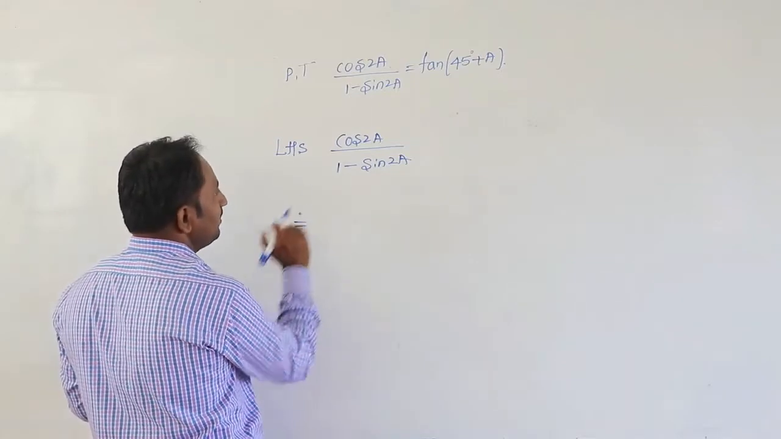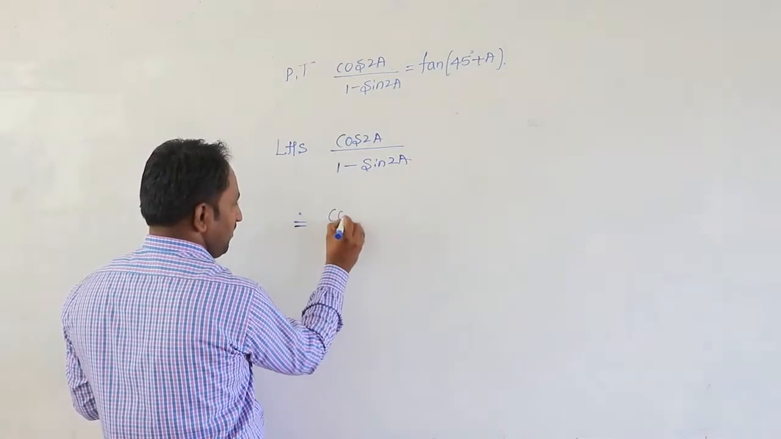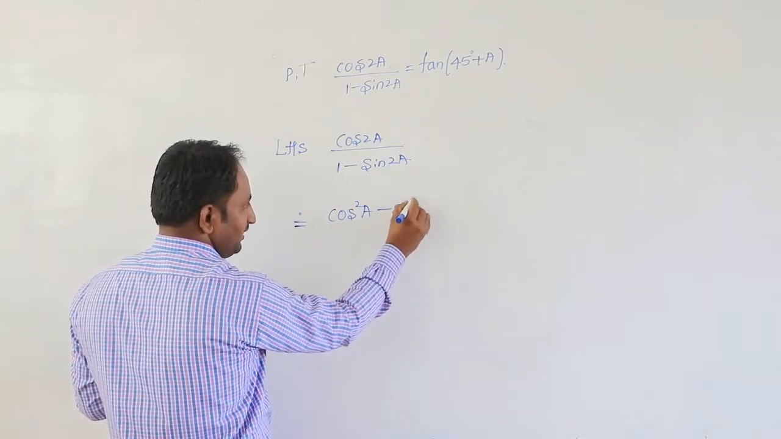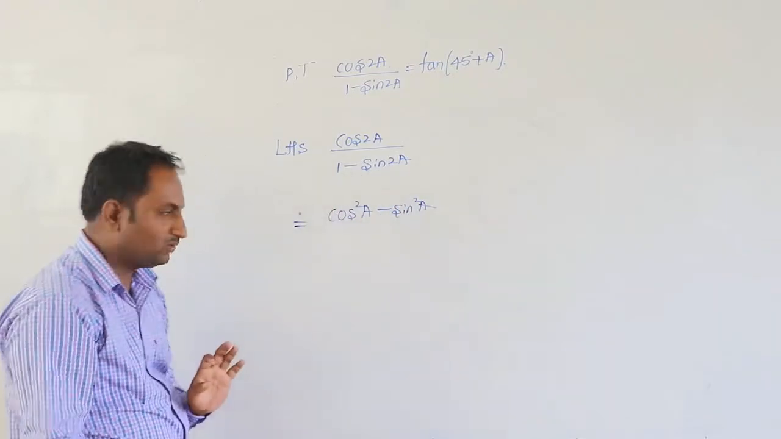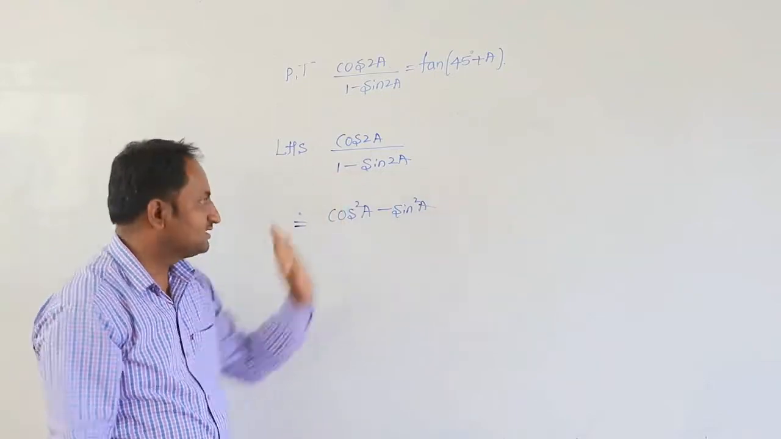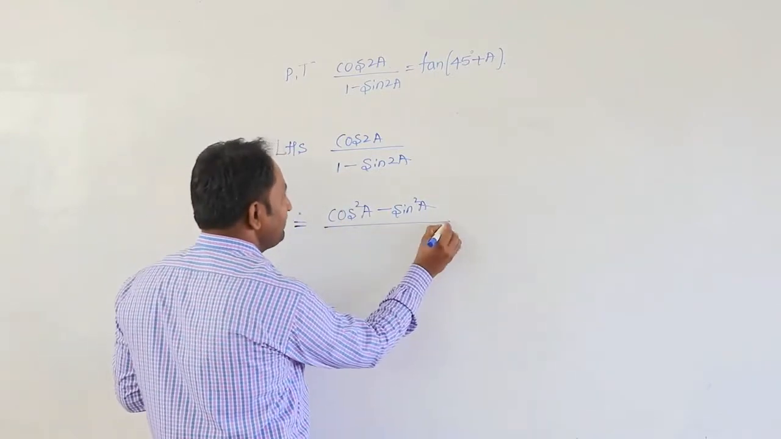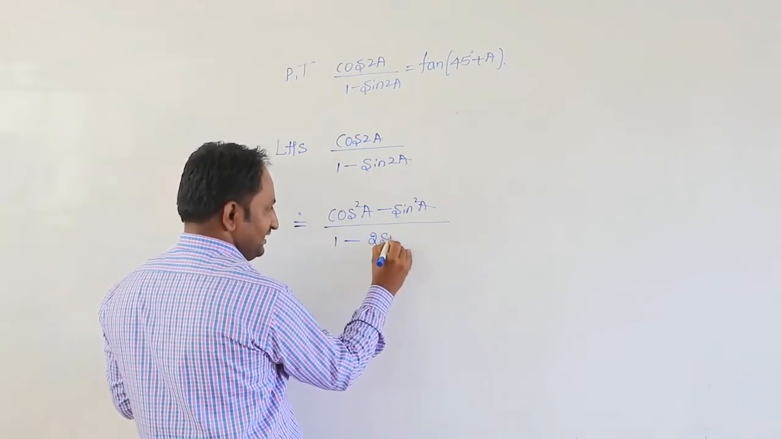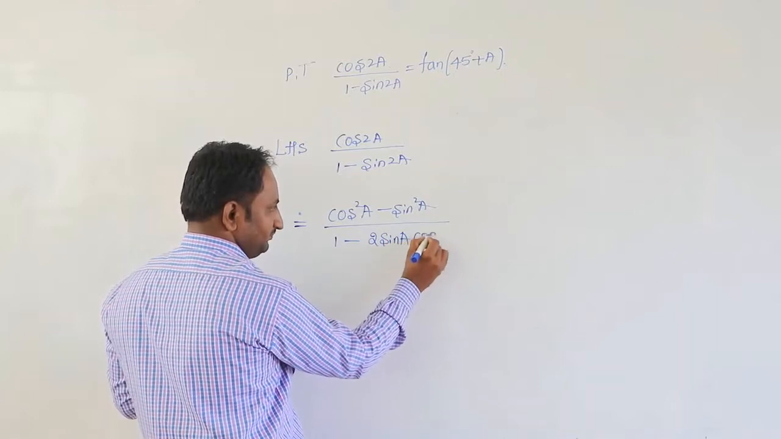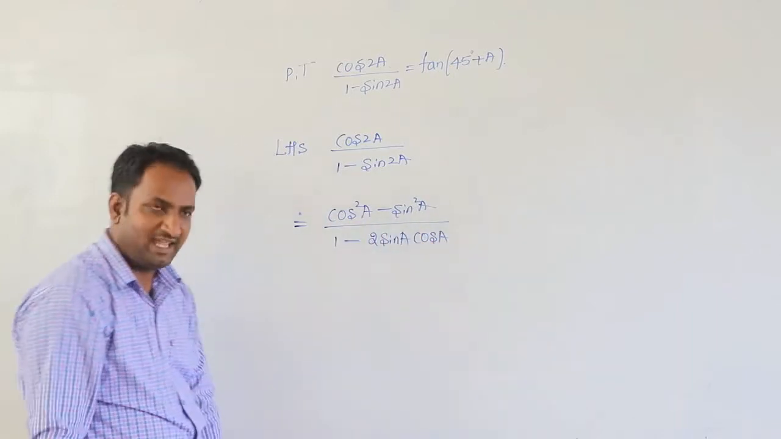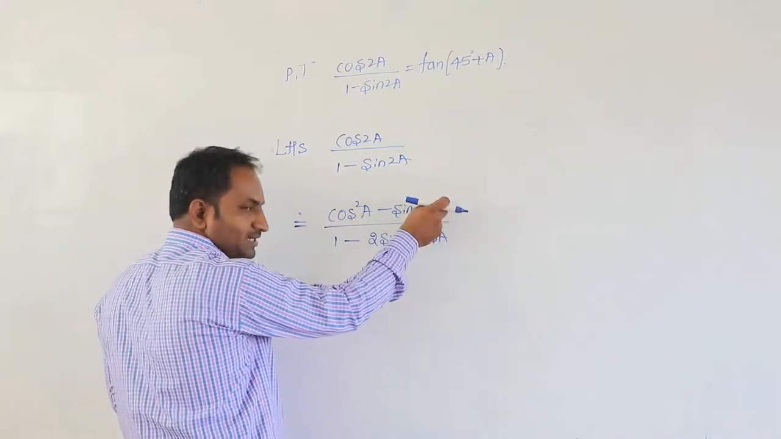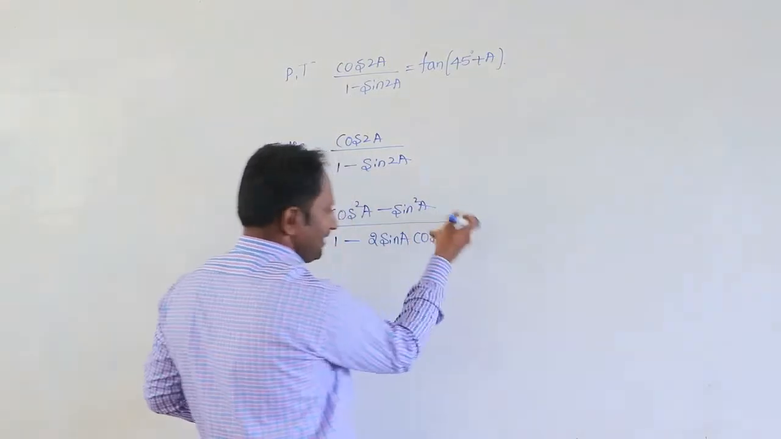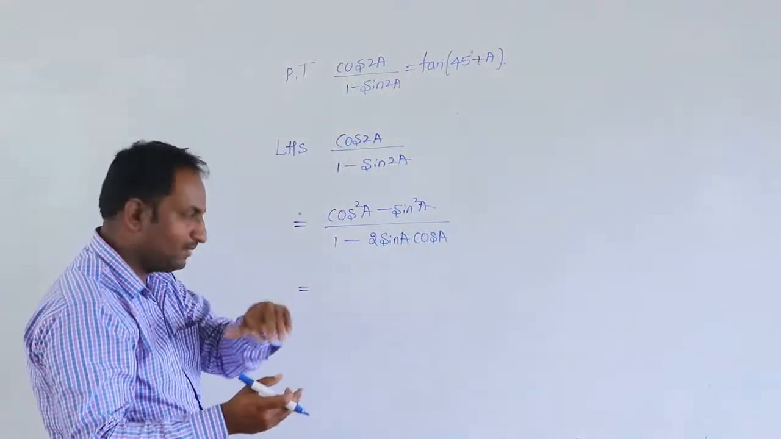Here cos of 2A can be expressed in the form cos square A minus sin square A. We know the formula cos of 2A is equal to cos square A minus sin square A, divided by 1 minus sin of 2A, whose formula is 2 sin A cos A. Here we have the a square minus b square form: a square minus b square is equal to (a plus b)(a minus b).